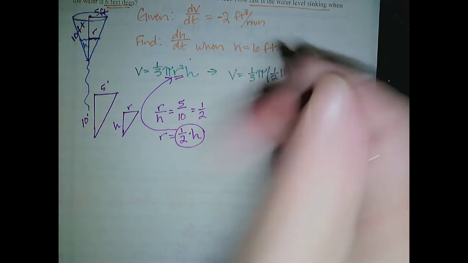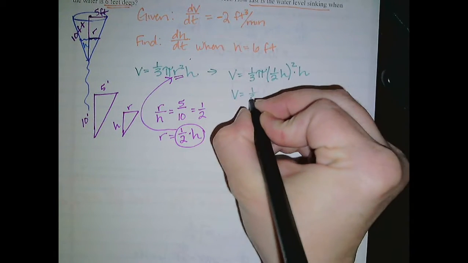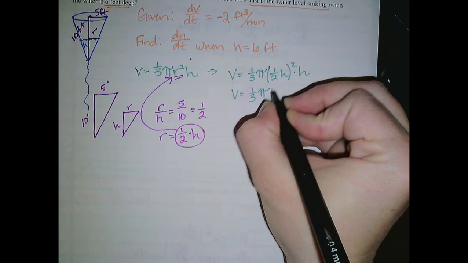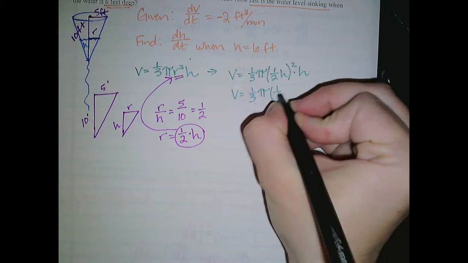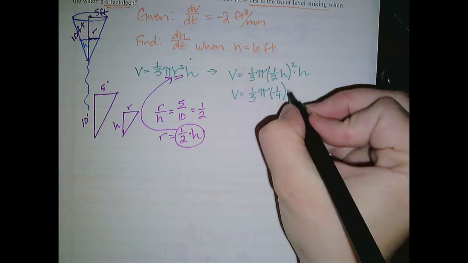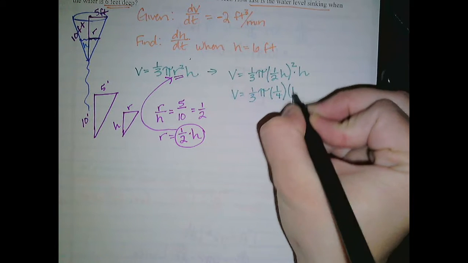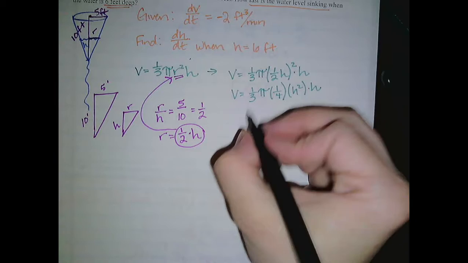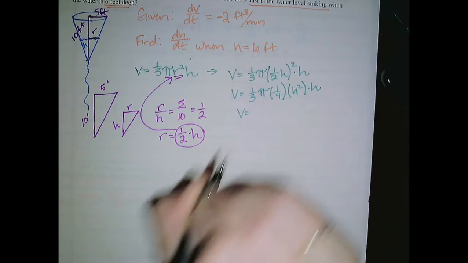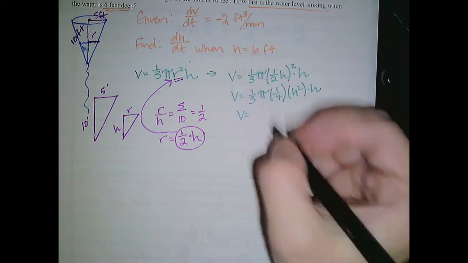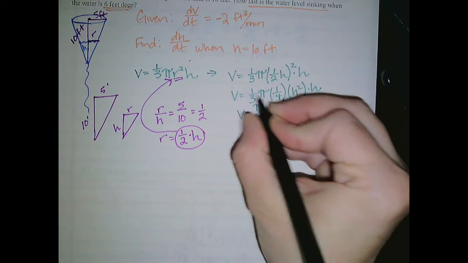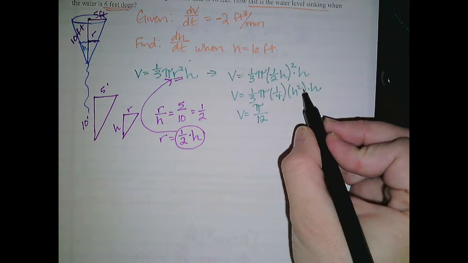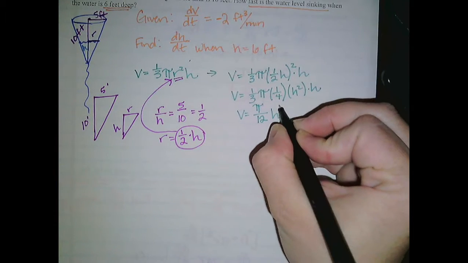So then the volume is 1/3 times pi times 1/2 squared, 1/4, times h squared times another h. So then the volume, if I simplify this a little bit, I have 1 times pi times 1 is pi, over 3 times 4 is 12. And then I have h squared times h gives me h cubed.